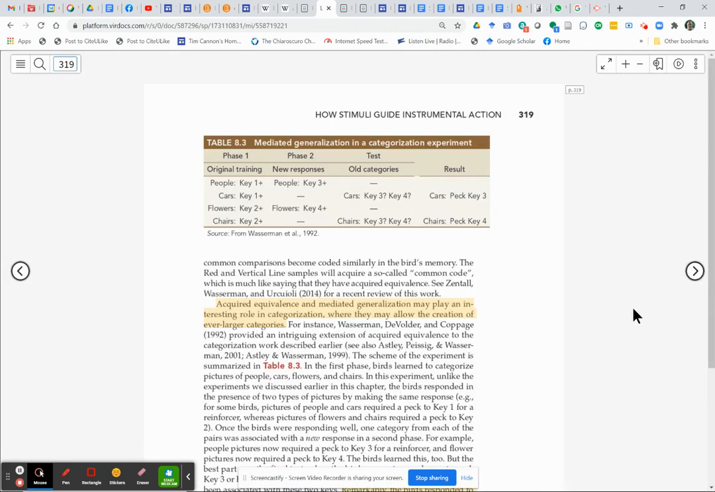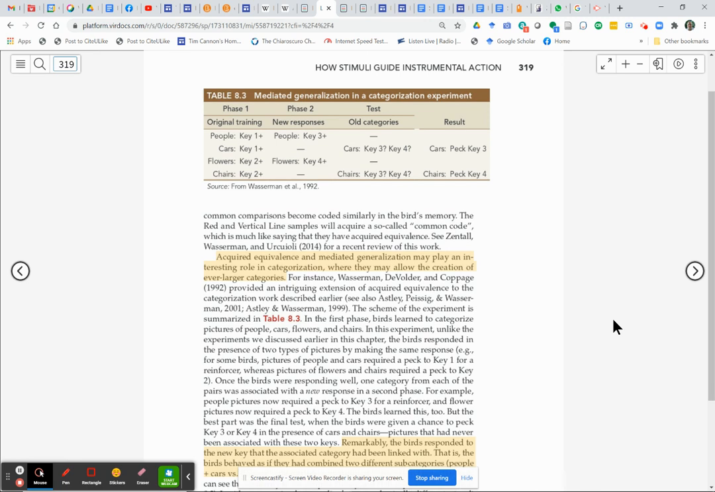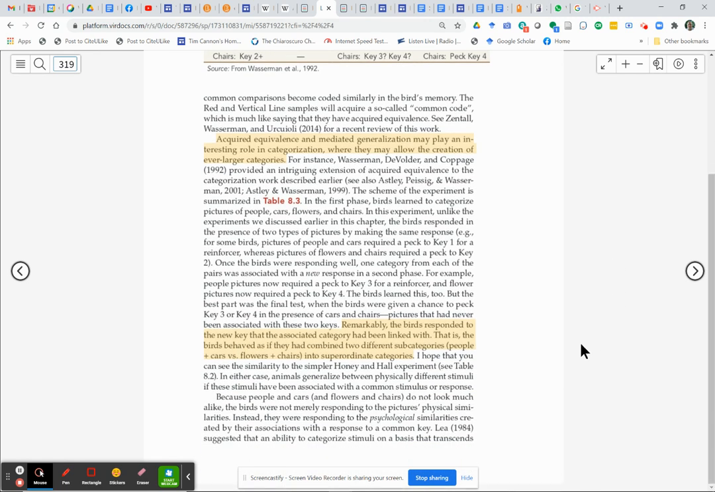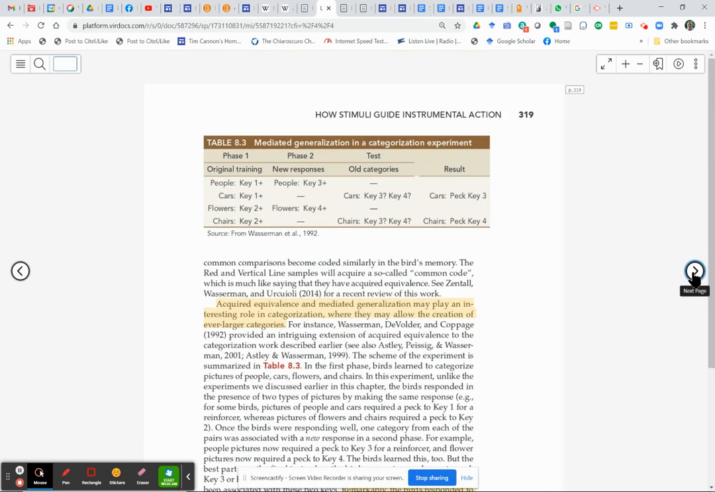And then there's another key, acquired equivalence and mediated generalization. They play an interesting role in categorization, ever larger categories, and those are nice data. The birds behaved as if they had combined two different subcategories, people and cars, flowers and chairs, into superordinate categories. So this is really quite cognitive. And as I mentioned, Skinner battled cognitive psychology. He lost.